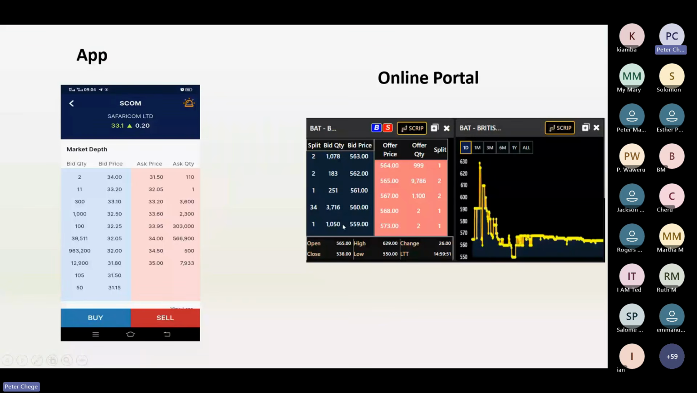Like now, if you're buying BAT using this screen, you find the demand at the highest price of 563 is way high, around 1,000 shares. If you multiply by 563, it is around 563,000 in terms of cash, because it is quantity times the price. If you go to the offer side, it's 999 against 564. The turnover, quantity times price for each, is nearly equal, about 500,000.